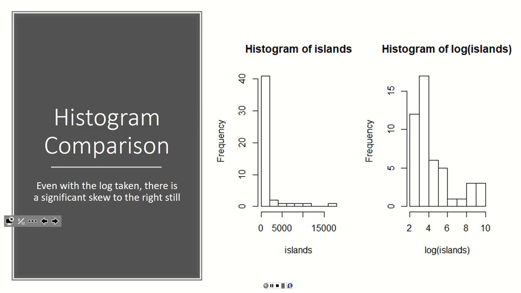So for this histogram comparison, even after the log transformation, we still see a pretty significant skew to the right. However, it's still a large improvement over what we see originally with the original data. I would like to mention too that I think maybe part of the reason why, even with the transformation, we still get a skew to the right is we have a very significant outlier in the original data set out here.